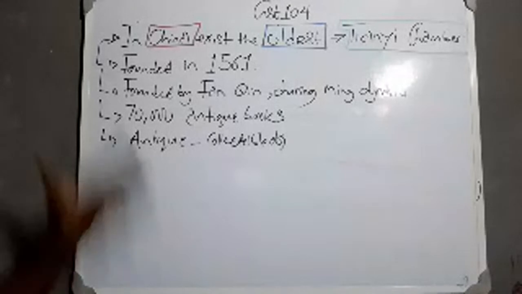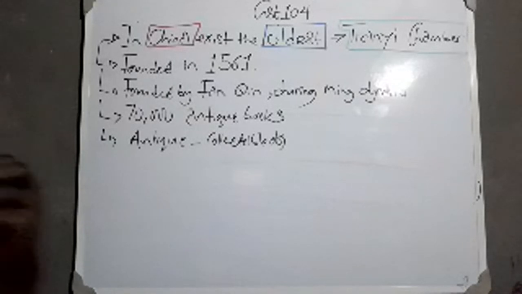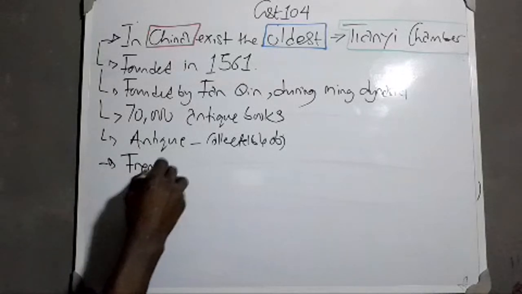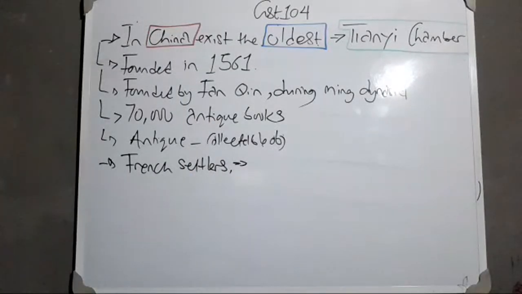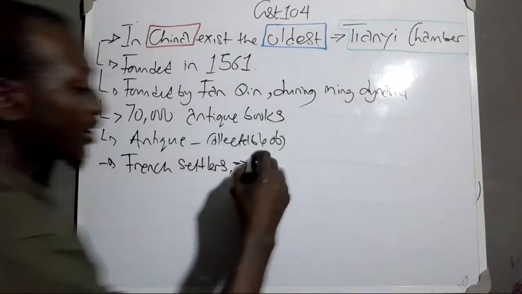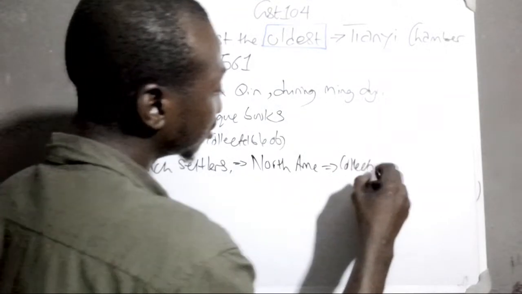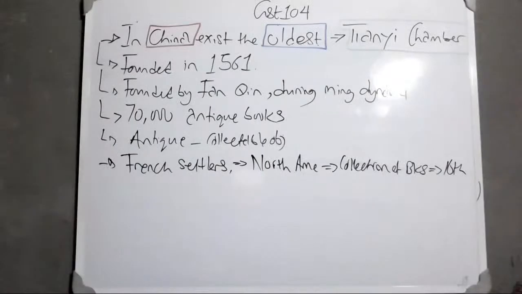Now in North America, we have what we call personal collections of books that were brought to the continent by French settlers. French settlers brought into North America some collections of books in the 16th century. Take down the point, please.